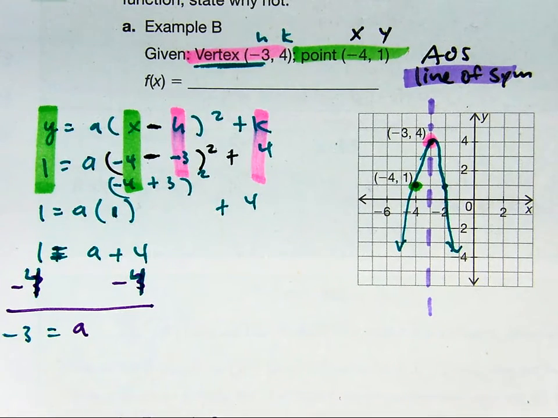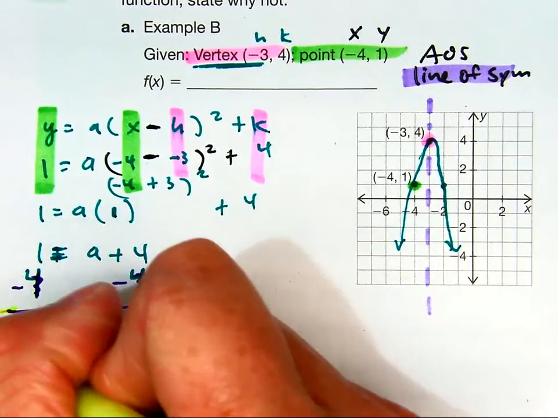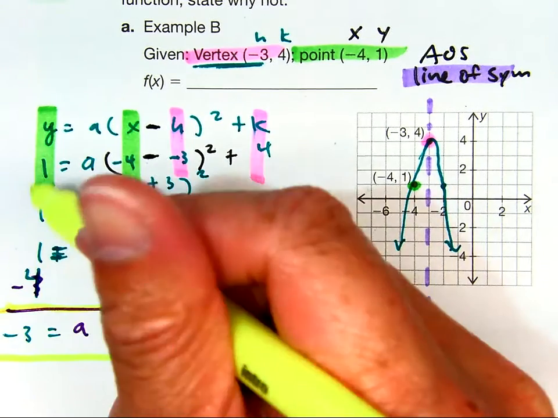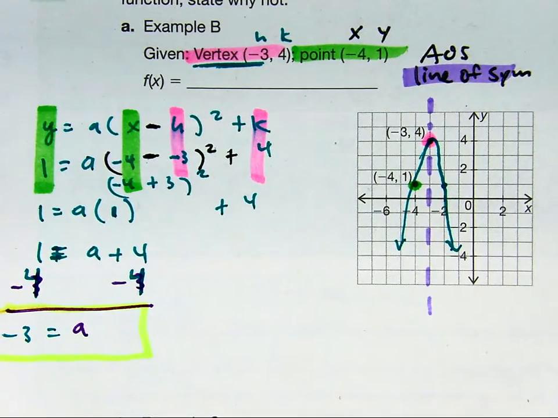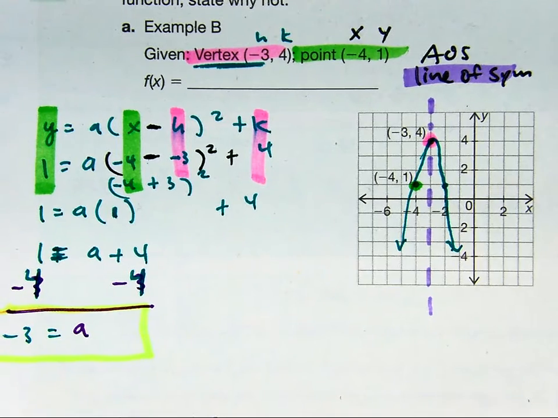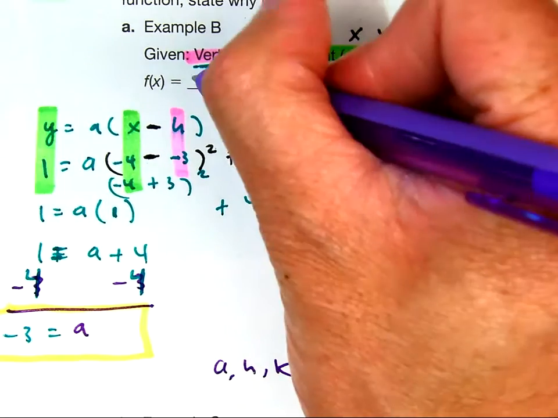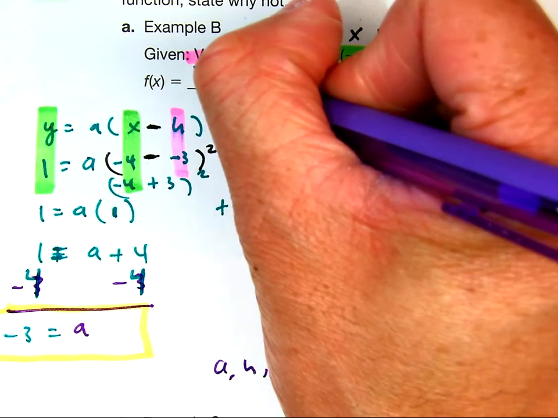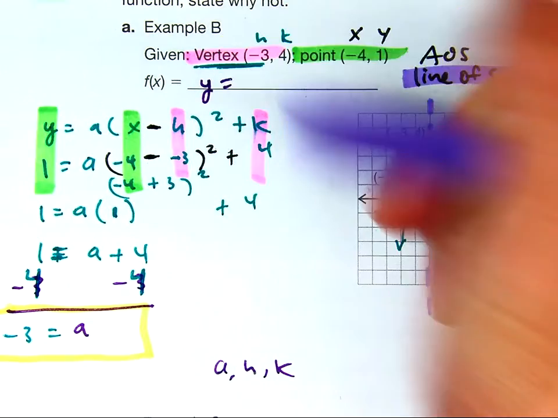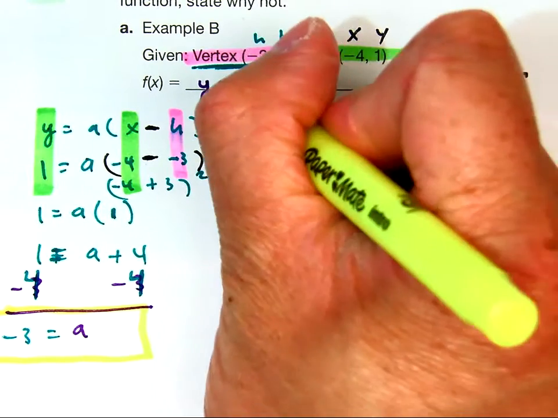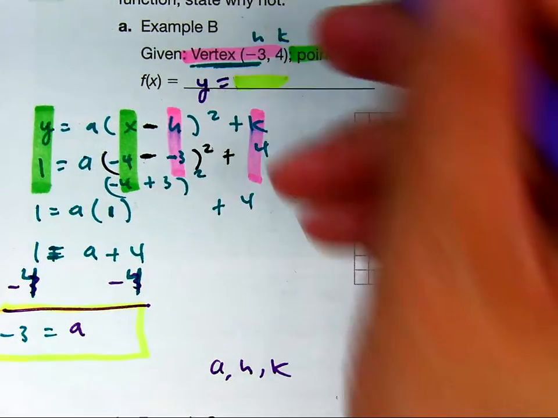Why do I want that -3? Well, now it's going to help us write an equation, and all you have to do is use the yellow and the pink. So all you need is just your a, h, and k values. So as I plug it into the vertex form, y equals my a value. Class, what's our a value? -3.